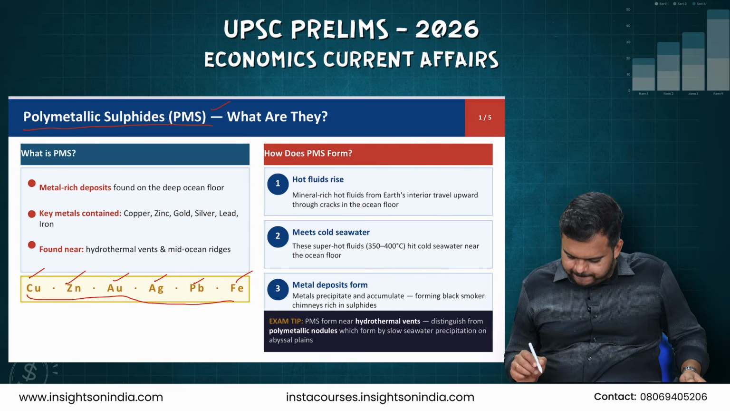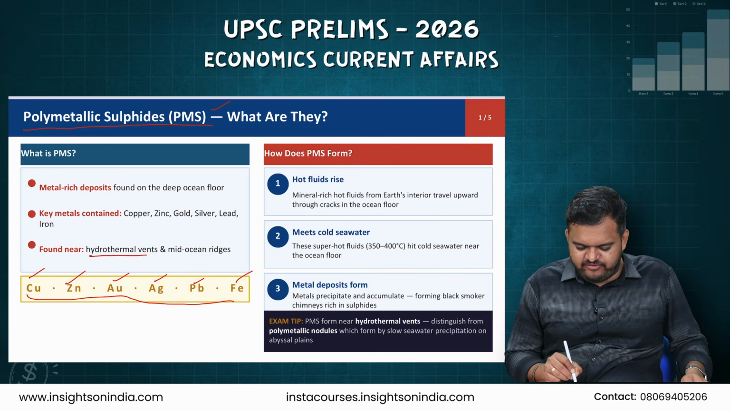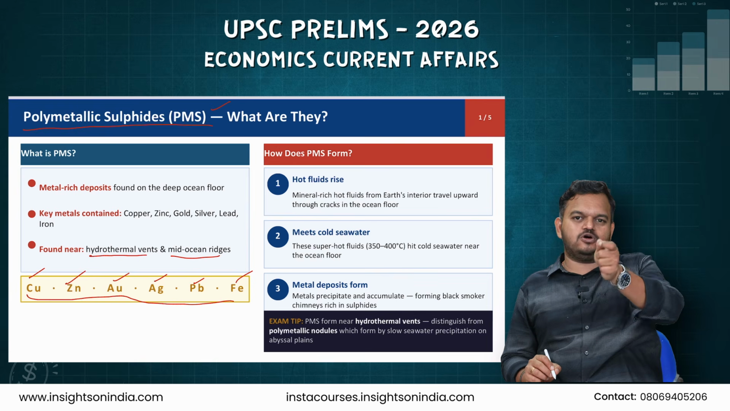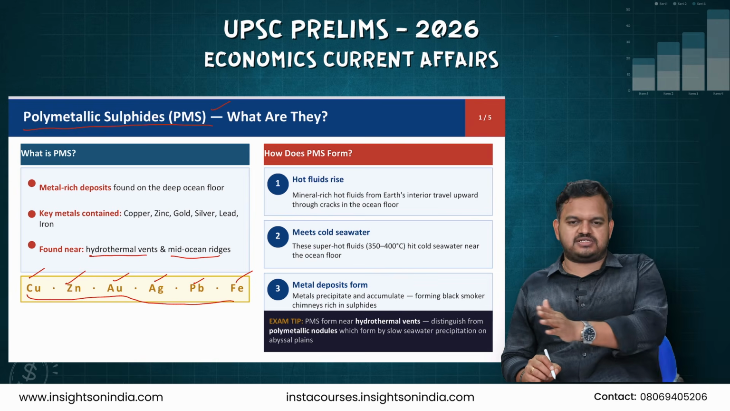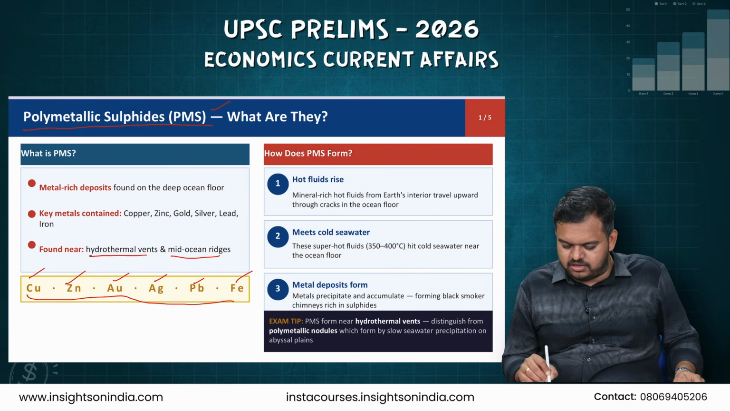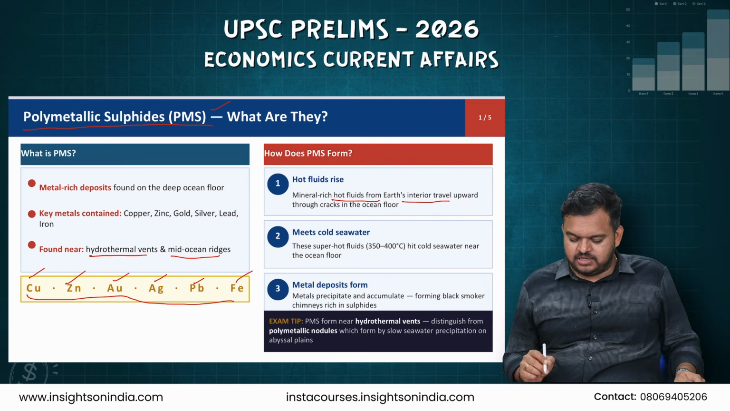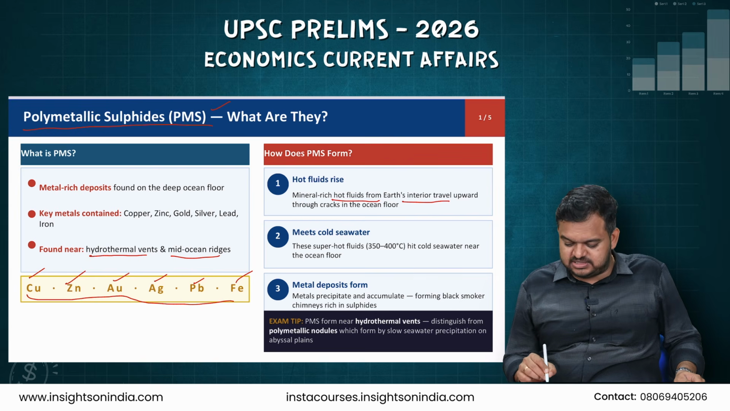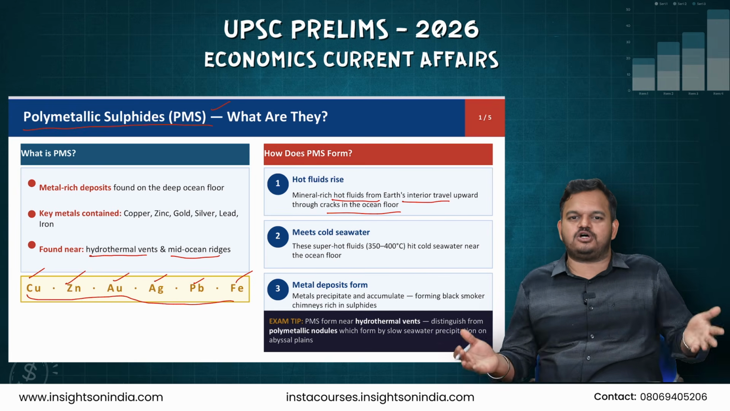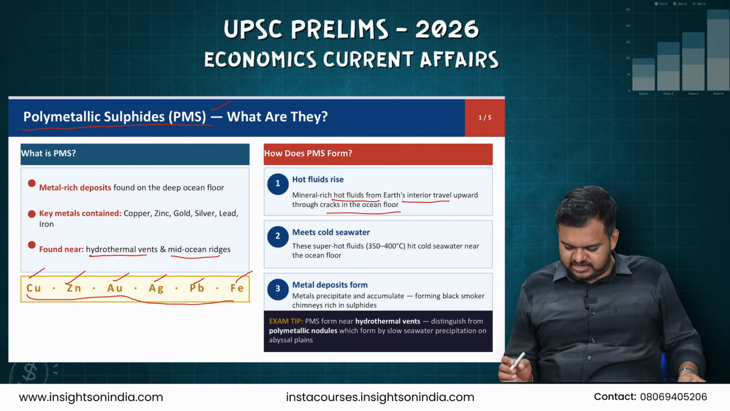Now, where are they found? Near hydrothermal vents and mid-ocean ridges. They are found in the mid-ocean ridges. You know what ridges are? I don't have to explain that. Mineral-rich hot fluids from Earth's interior travel upward through cracks, that is through ridges in the ocean floor. When they meet the cool water, they solidify and that creates deposits. Those are called polymetallic sulphides.